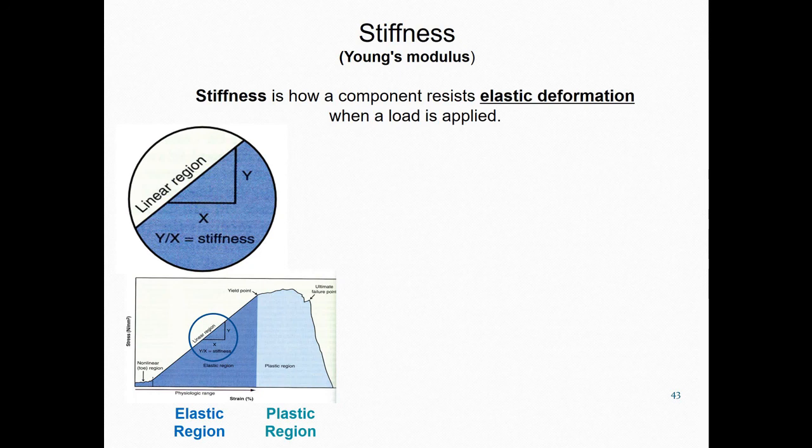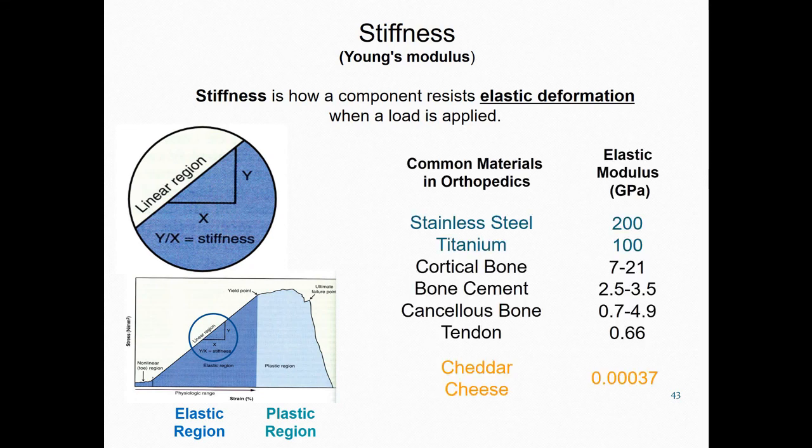To get an intuitive feel for stiffness, and what specific values of stiffness mean, here we can see some stiffnesses that have been calculated for various materials. The units of stiffness that we're looking at here are in gigapascals. So the size of these values would change depending upon what units you're looking at. Starting with the very stiff materials, we see that stainless steel has a stiffness of 200 gigapascals. Titanium has half that stiffness with 100 gigapascals.